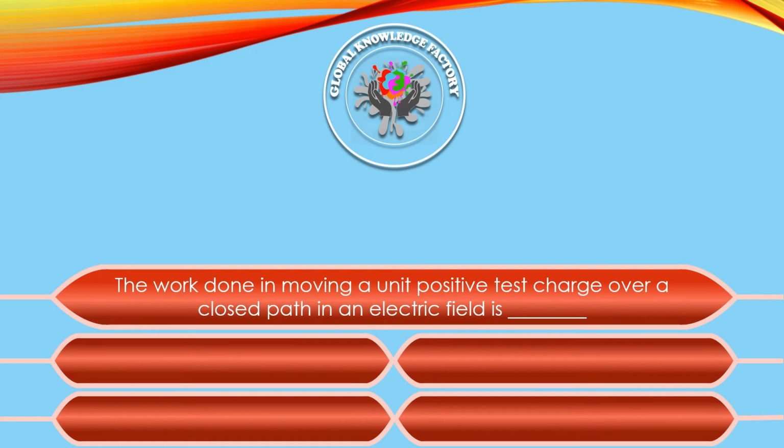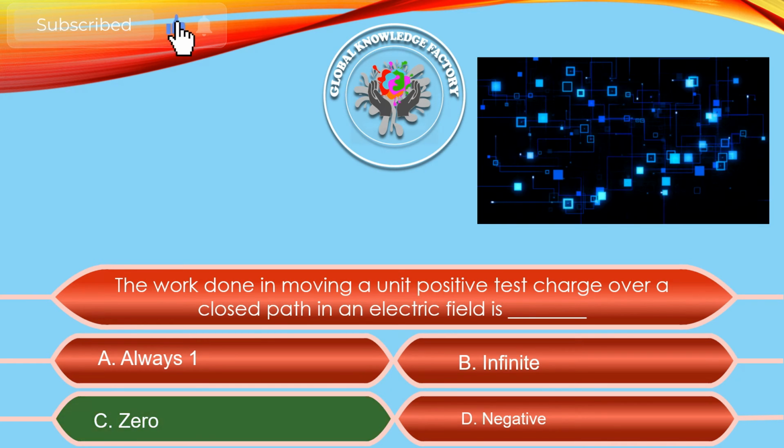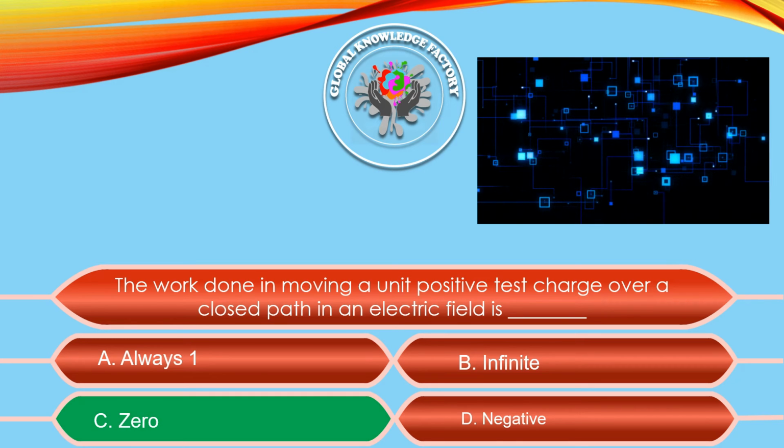The work done in moving a unit positive test charge over a closed path in an electric field is: A. Always 1, B. Infinite, C. 0, D. Negative. Answer is C. 0.